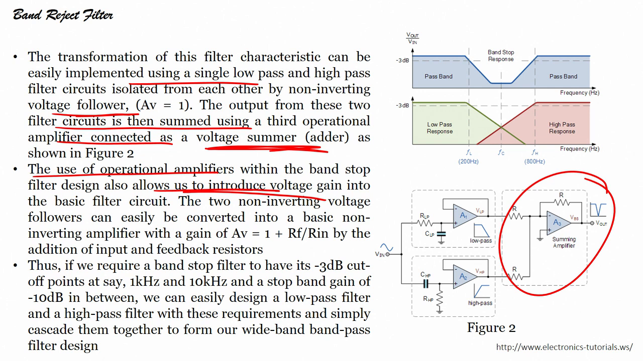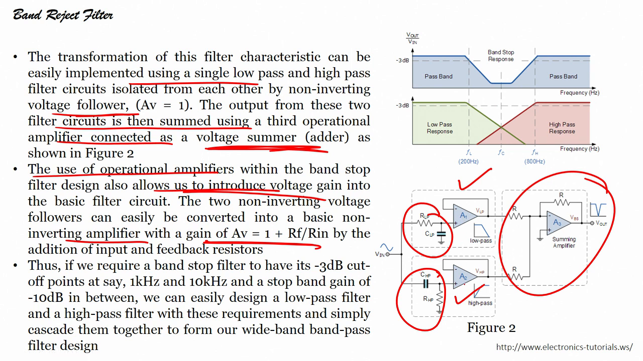The two non inverting voltage followers can be easily converted into a basic non inverting amplifier with a gain of AF equals 1 plus RF by R1. So, you see this is the amplifier, it is nothing but a unity gain amplifier, right, unity gain amplifier. This unity gain amplifier we can convert into a non inverting amplifier, right, and we can introduce a voltage gain, correct. Right now, both are unity gain amplifiers or voltage followers, right. This is my low pass filter, this is my high pass filter, right, but these are just voltage followers.